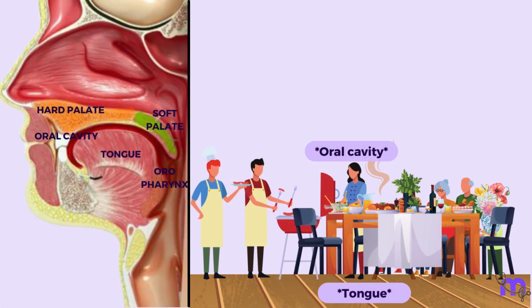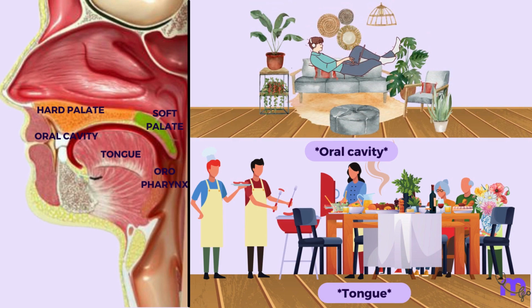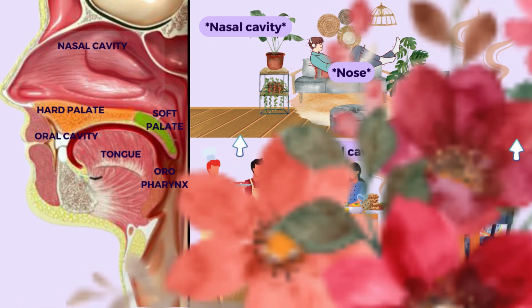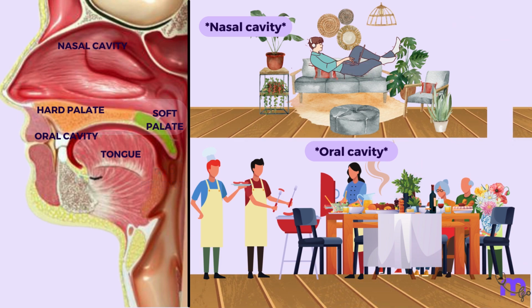Now, just above this lively party is another floor, the upper floor, where your nose resides. This area is more serene, like a quiet reading room or a cozy chill out zone. Your nose is responsible for detecting aromas and scents from the world around you, like freshly baked cookies or a fragrant bouquet of flowers. But here comes the unique twist.